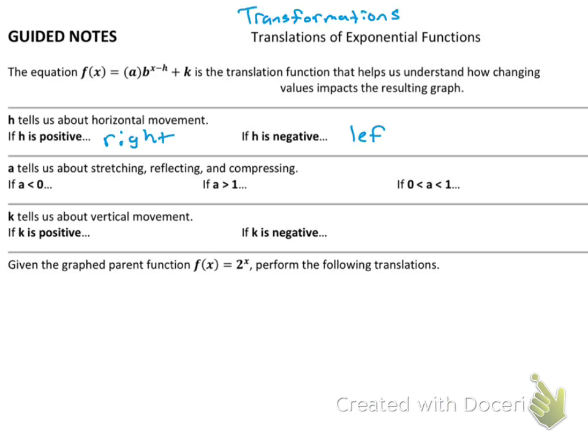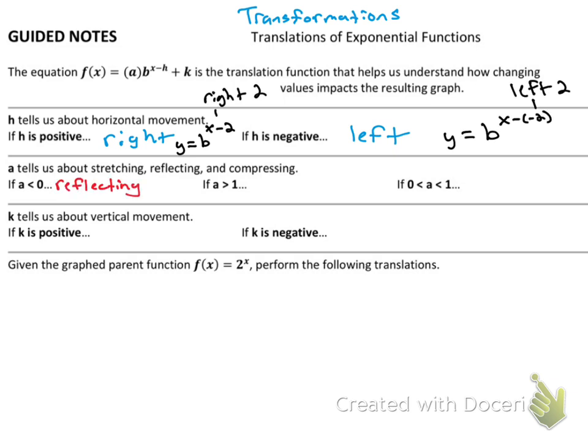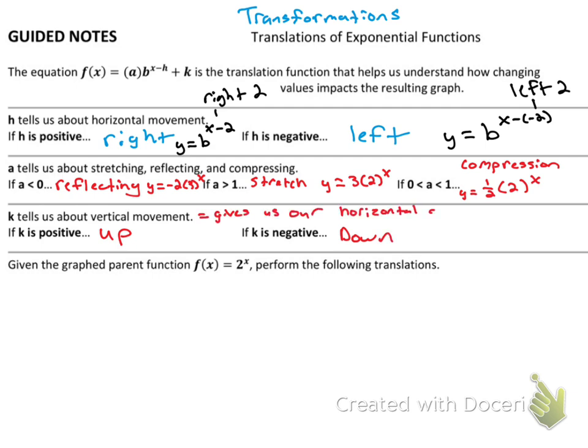Transformations, translations. The equation f(x) = a·b^(x − h) + k is the translation function. It helps us understand how changing values impacts the resulting graph. The h tells us about horizontal movement. If h is positive, we're moving to the right. Remember, it's minus h, so if h is 2, it's right 2. If h is negative, it moves to the left. Minus a negative 2 will look like x plus 2.